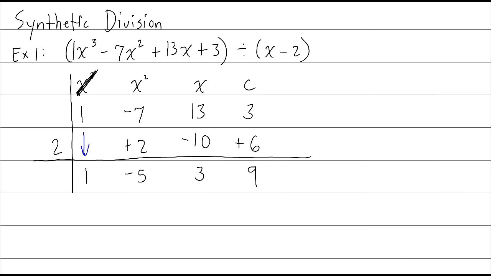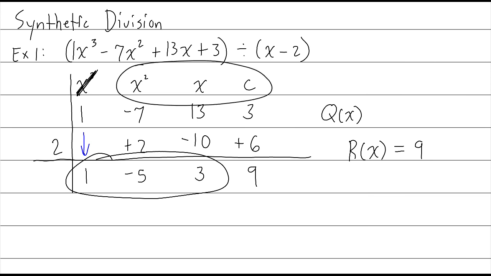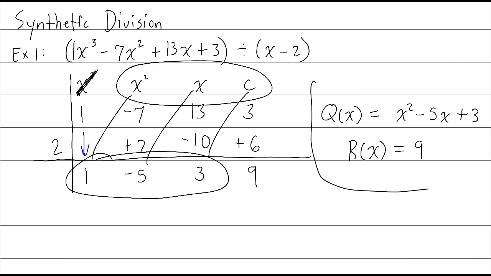So let me write that down. My remainder, I'll write it like a function. Remainder of x is equal to 9. That is my remainder. Now what about the 1, negative 5, and 3? Oh yeah, that's part of my quotient. So 1, negative 5, and 3 will pair up with x squared, x, and constant to give me 1x squared minus 5x plus 3 as my constant. You see how these all matched up. And of course, I'll usually leave that 1 off. Okay, so there we go. That's my quotient and my remainder.